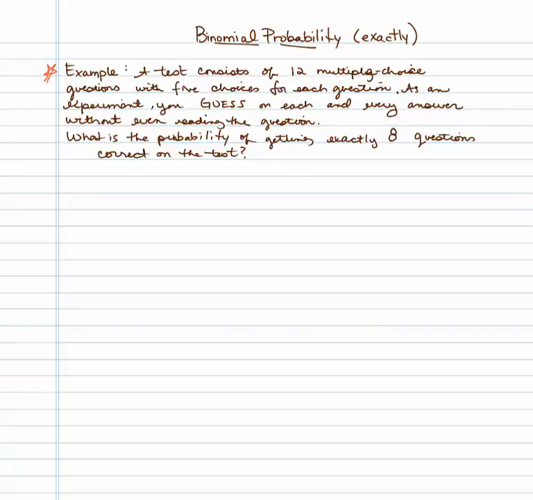Okay, let's take a look at an example of a binomial probability question. Instead of giving you the formula, let's try to figure out what the formula means, and then we'll make the general formula from it. A test consists of 12 multiple choice questions with 5 choices for each question.